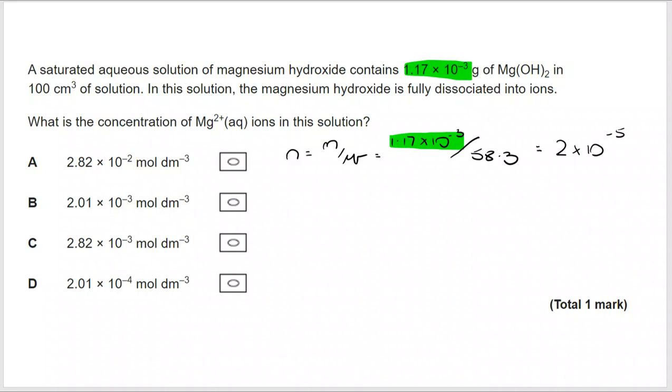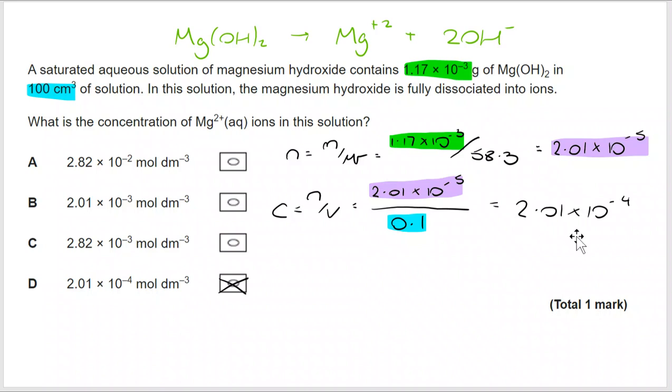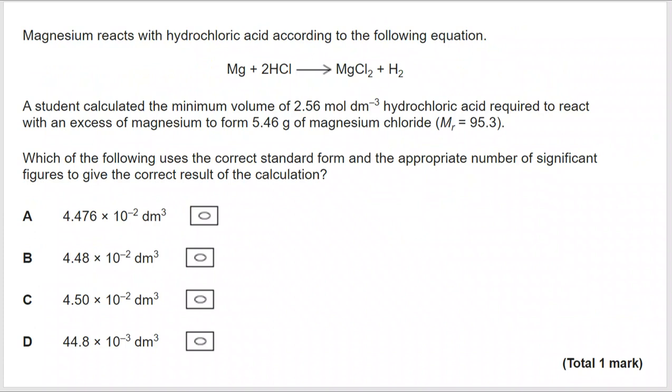I can now take that and work out the concentration. I know how many moles and I've been given the volume. I've converted that volume into decimetres cubed here. Now from there, that takes me to 2.01 by 10 to the minus 4. When you take a look at the equation, 1 mole of Mg(OH)2 breaks down to make 1 Mg2+ and 2 OH minus. But that means on a 1-to-1 ratio, the moles of magnesium hydroxide we've just calculated is equal to the moles of Mg2+ after dissociation. So the correct answer is D. On to the next question for you to try.